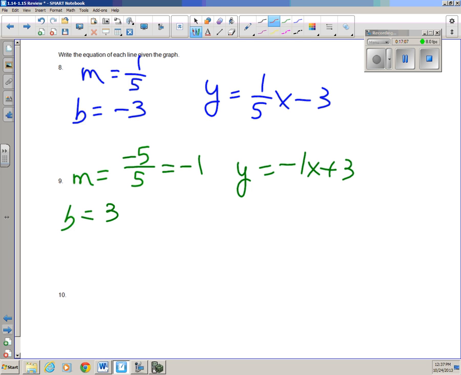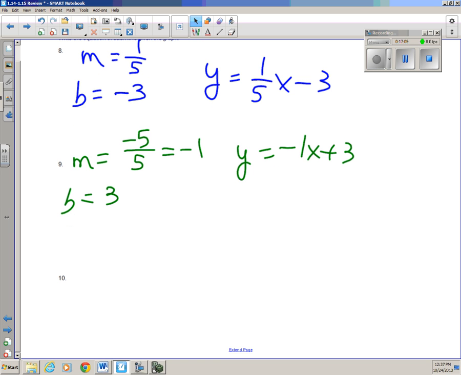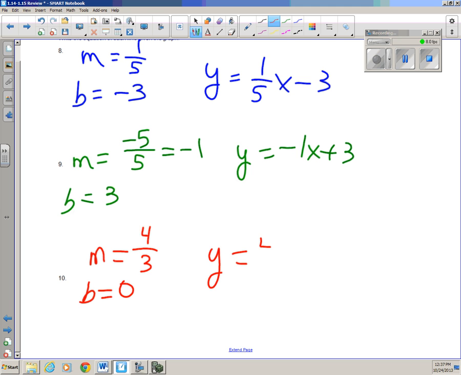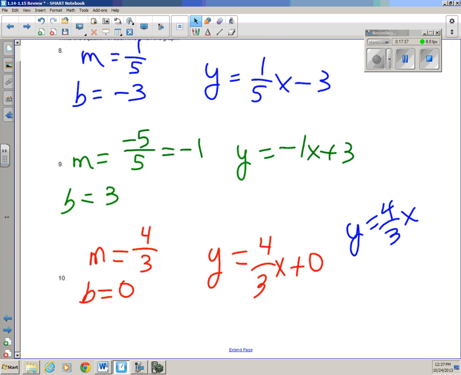Last but not least, number 10. My y-intercept: I begin at the origin. My slope is positive. I can see that from my graph. As I count from point to point, I go up 4 to the right 3. My equation is y equals 4/3 x plus 0. And no, you don't need the 0. If you want to write the equation a different way, you can just write it as y equals 4/3 x. Either one is fine, okay?